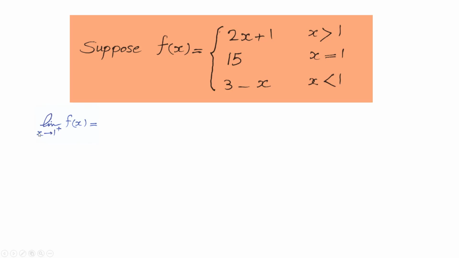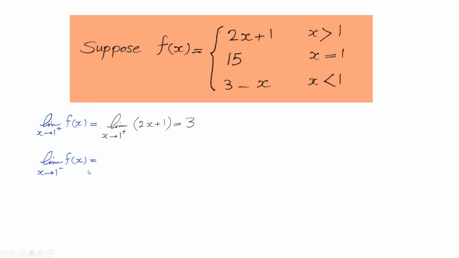We know that when x approaches 1 from the right, the values of x are greater than 1. So, from the equation of our function, we choose the first piece, because when x is greater than 1, f of x is equal to 2x plus 1. So the right limit will become the limit of 2x plus 1 as x approaches 1. And if we substitute 1 for x, we have 2 times 1, 2, plus 1, 3. So the right limit of this function at 1 equals 3.